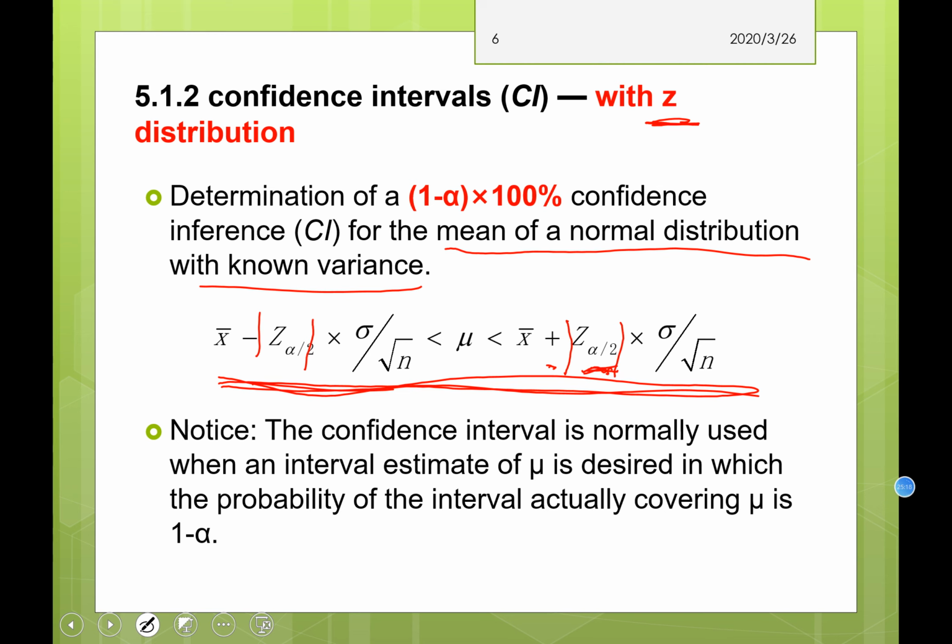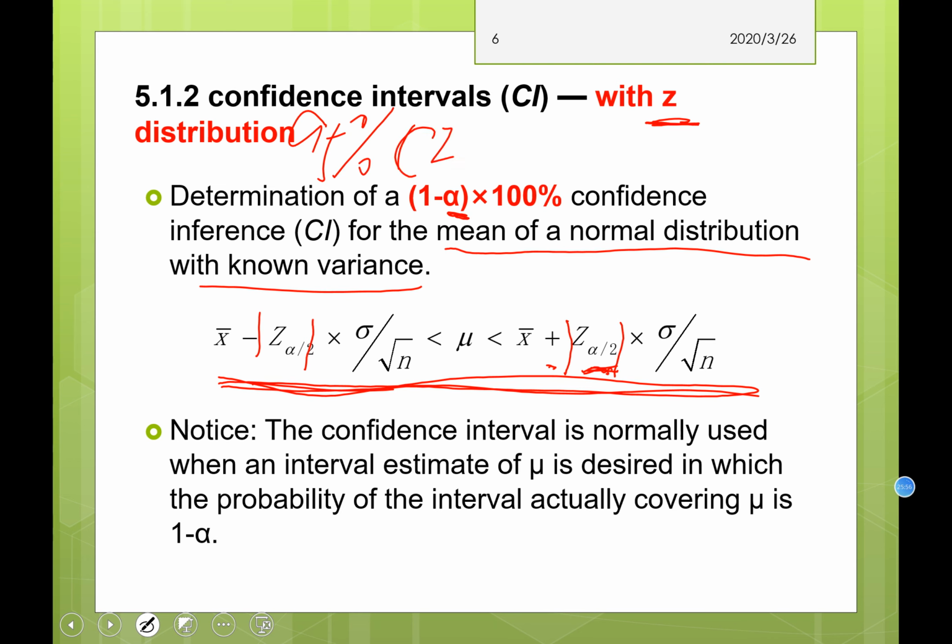We said that in the table A1, we can find the z value and its corresponding probability, right? And that probability is alpha. So alpha means the probability in the table A1. So most often, when we are trying to solve a question about confidence interval, the probability should be given. For example, I want you to figure out the 95% confidence interval.